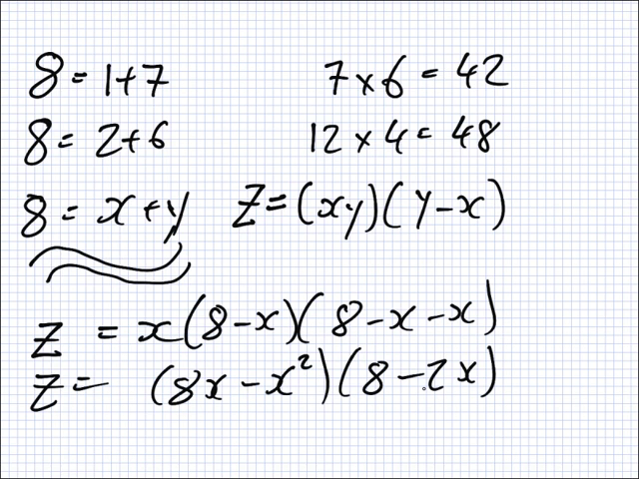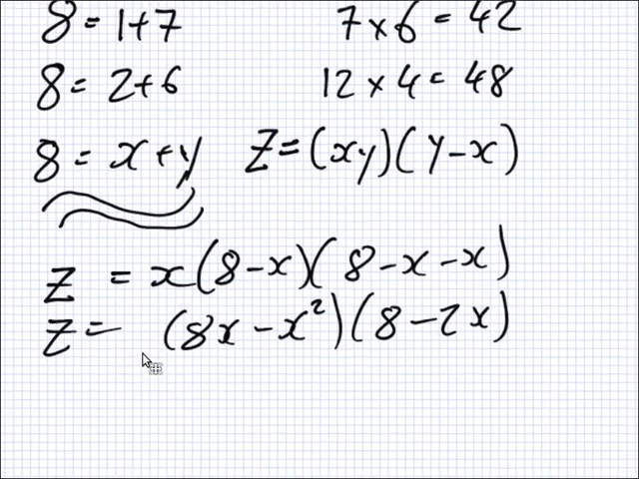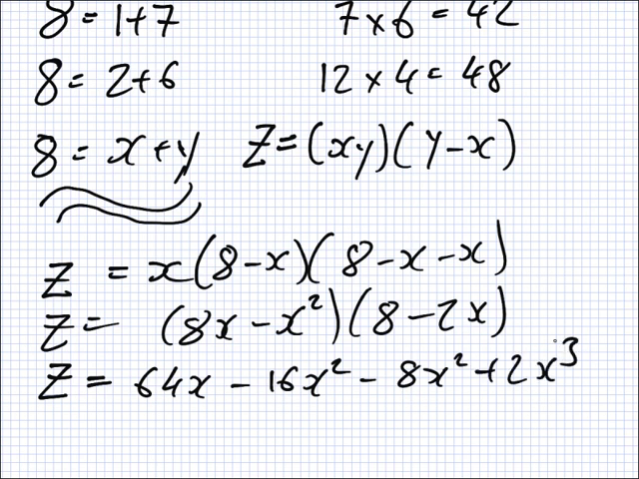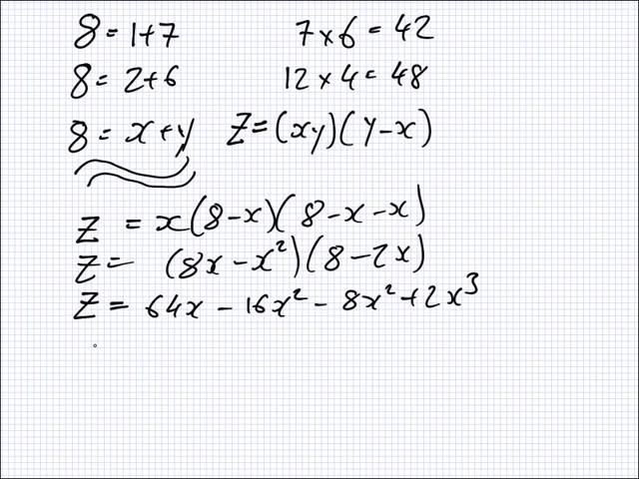Now, what type of equation is it starting to look like? Well, we're well past linear now. Cubic is what it'll end up being, won't it? 8x, so that's 64x minus 16x squared minus 8x squared plus 2x cubed. So z equals 2x cubed minus 24x squared plus 64x.